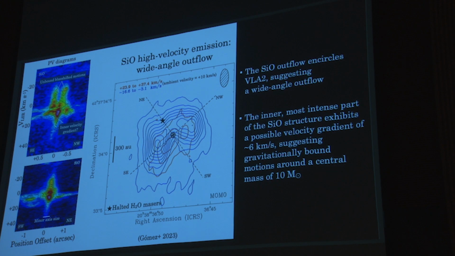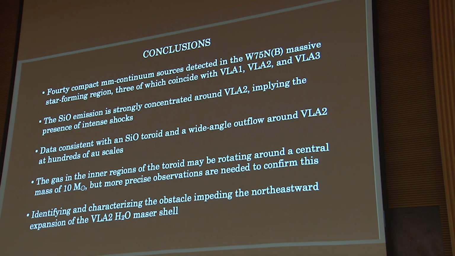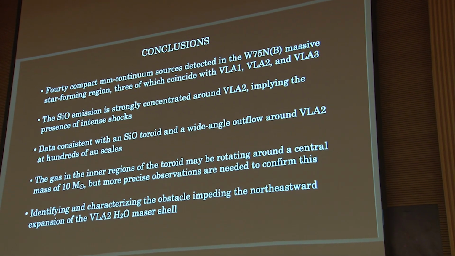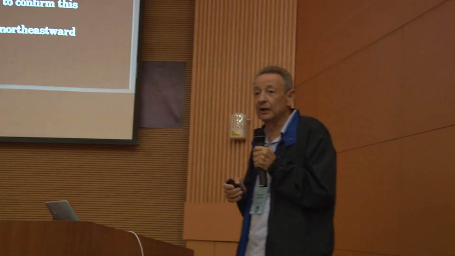And this is again the position of the halted masers. We suggest that there is also a possible velocity gradient in the core of the SiO, with a velocity gradient of 6 km per second. If this is true, this could be gravitationally bound by a central mass of 10 solar masses, which is consistent with the mass of the massive star. And these are the conclusions. The most important one is that we think that the data are consistent with an asymmetric wide outflow in BLA2. Thank you.